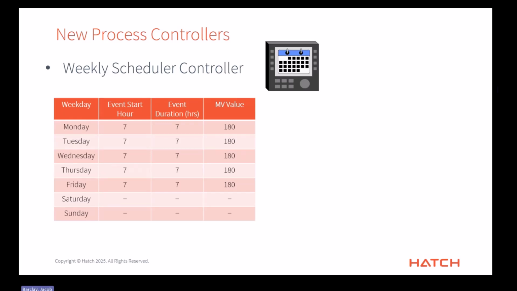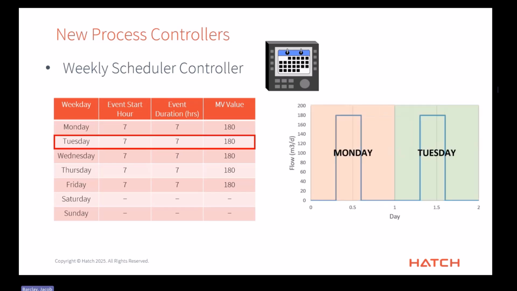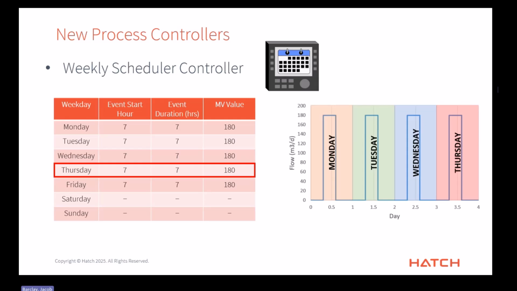I've done an example profile of what a scheduled controller could look like. We have a defined profile for every day of the week. Let's say we start on a Monday. We would say that we have a Monday event. At the 7th hour of the day, we'll start pumping at 180 meters cubed per day for 7 hours, and it'll have this profile here. Then the next day would be Tuesday, so we would replicate that profile because it has the same definition. This will be replicated for Wednesday, Thursday, and Friday.